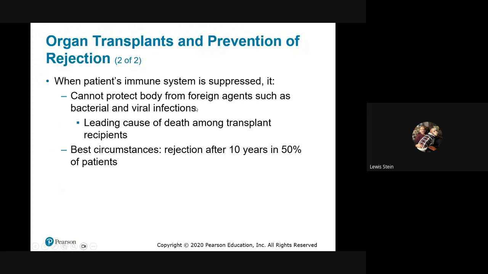And this is what happens when you elect to suppress your immune system. You're more likely to get bacterial and viral infections. So the leading cause of death among transplant recipients, when this was done, about 8 years ago, if you want to think of the age of this particular PowerPoint sequence, was 10 years with a 50% success rate.